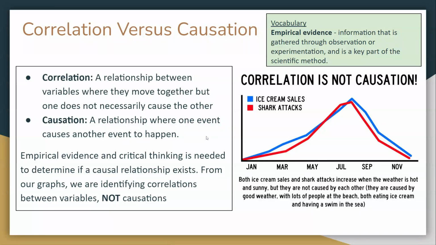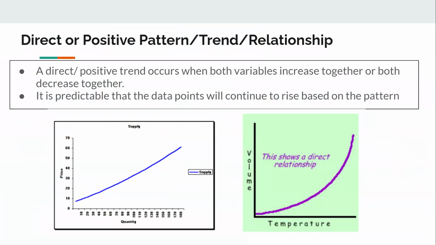To prove that something causes something else, you always need empirical evidence, which is evidence gathered from observations, experiments, research papers, and so on. So you can never assume without empirical evidence that something is causing another thing within your graph. You can only say, based on what you see, that there is a correlation, there's a relationship. So let's talk about the types of relationships, common relationships in graphs.